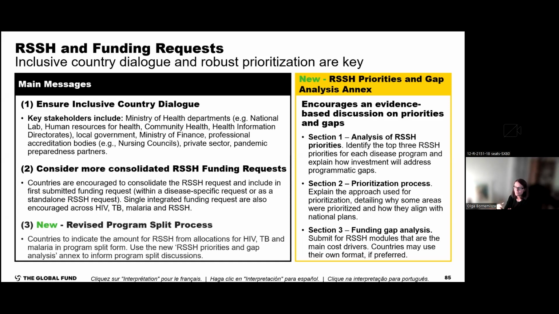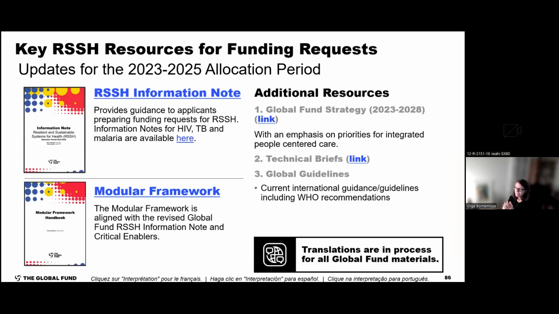And so this is how Global Fund's funding is helping fill the gap. With that, I'll go to my last slide, which you've seen a few times before. It has the link to the RSSH information note, the link to the modular framework, and the additional resources there on the right.